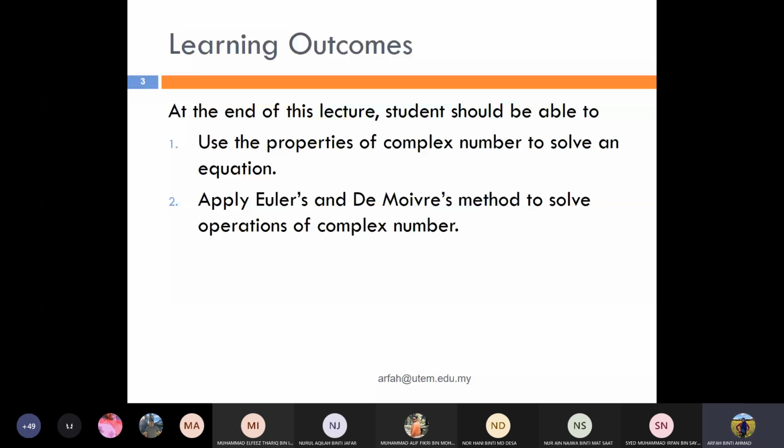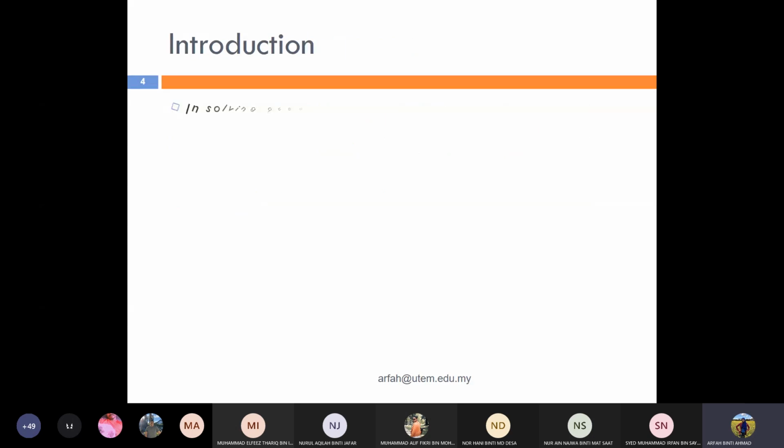Okay. So learning outcomes, at the end of this lecture, students should be able to use the properties of complex number to solve an equation, and then you should be able as well to apply the Euler's and De Moivre's methods to solve operation of complex number. Okay. So we will take a look into the introduction first.